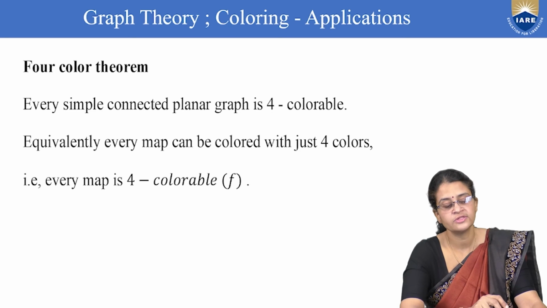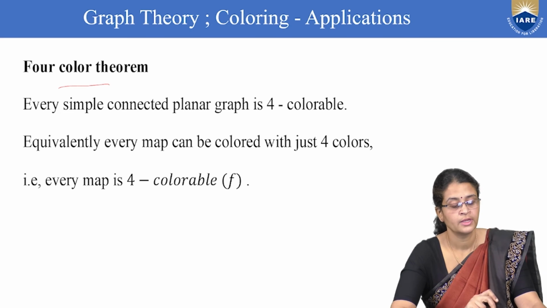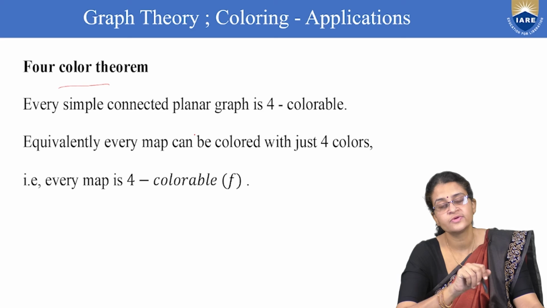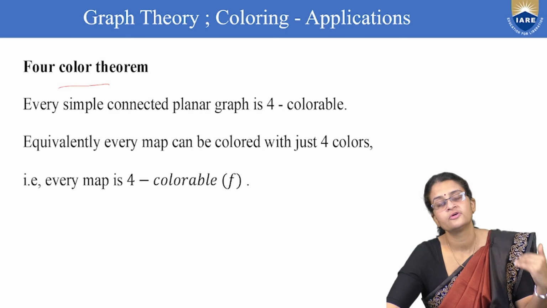Now we are going to look at the 4-color theorem, which is the most famous coloring theorem in graph theory. A simple connected planar graph is 4-colorable. That is, we require only 4 colors to color a planar graph. Equivalently, every map can be colored with just 4 colors. Why? Every map is a planar graph. That is, a map is 4-colorable F, that is, faces can be colored with 4 colors.